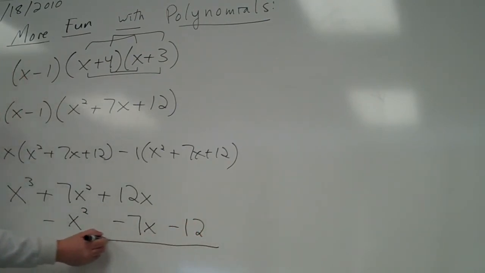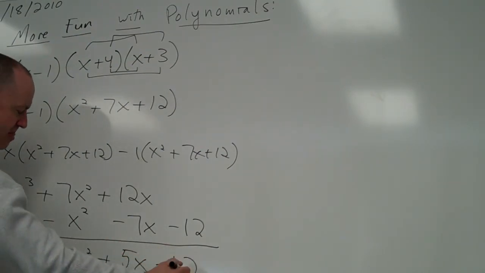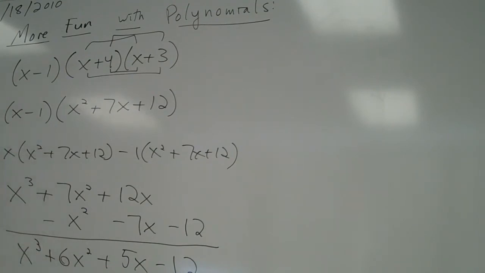Minus 12. Can I give you the final answer? Sure, hit me. I got x cubed minus 6x squared minus 5x minus 12. I'm getting plus 5x. Wouldn't it be plus 6x too? Because 7x squared minus x squared is plus 6x squared as well. Crap. Yeah, remember, this is addition here. It doesn't behave like multiplication.